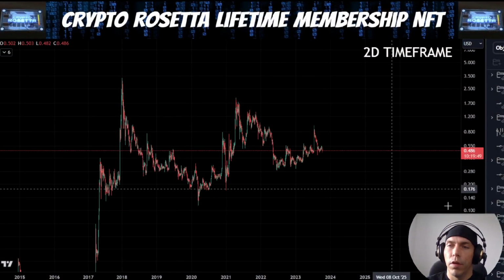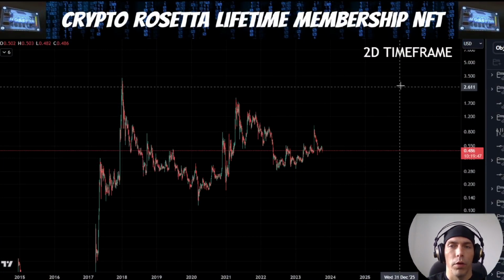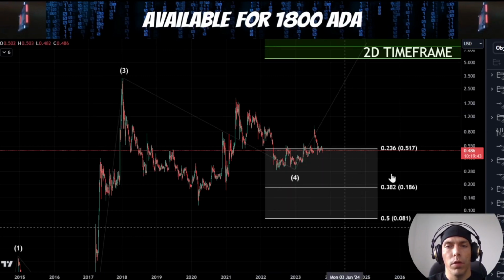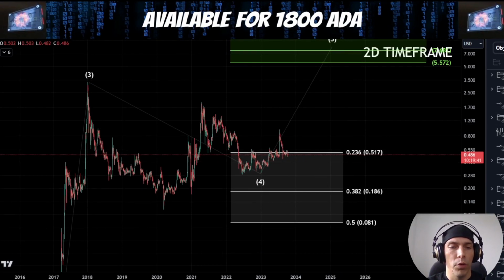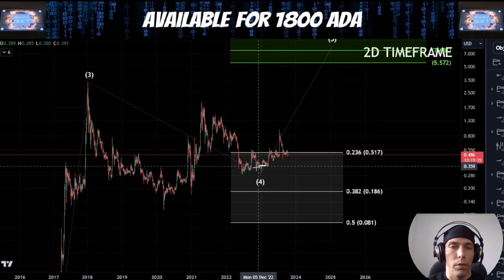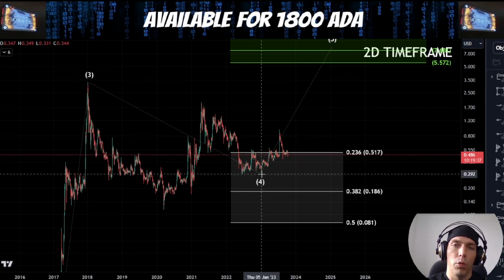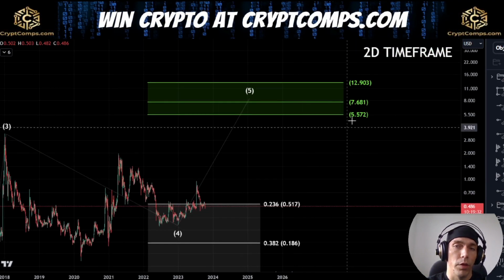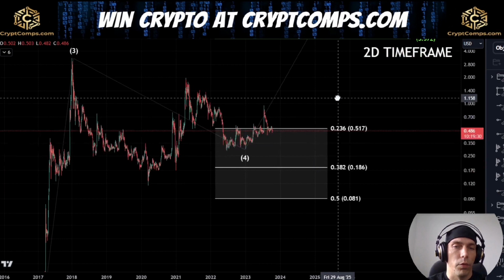Before we jump into the lower time frame counts, we're going to be talking about some of those higher time frame ideas here. Within this idea, we are looking for the possibility of a fourth wave. It is possible that this fourth wave is actually completed into this low here, and we could be looking to rally for this fifth wave target area, being this $12.90 to this $5.57.